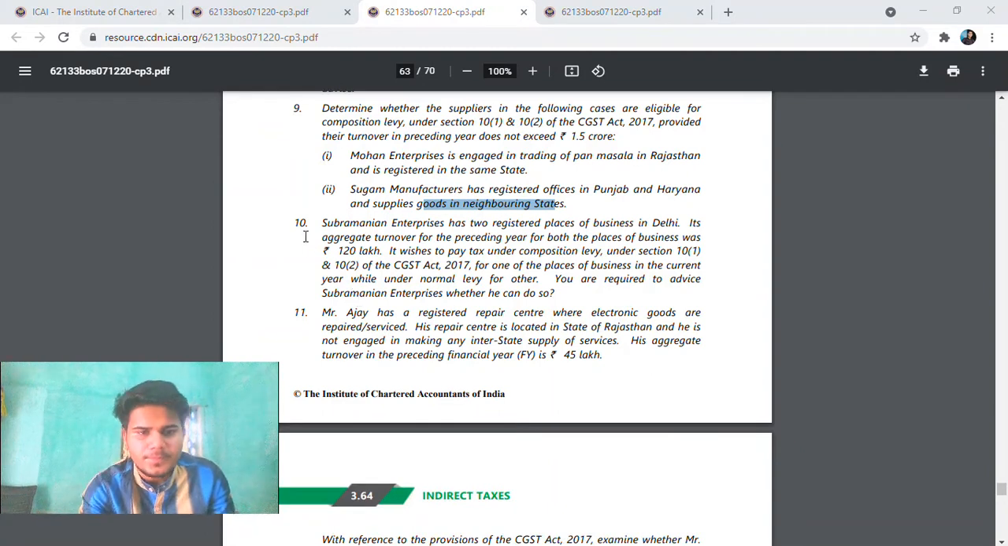Question number 10. Subramanian Enterprises has two registered places of business in Delhi. Its aggregate turnover for the preceding year for both the places of business was 120 lakh rupees. Okay. It wishes to pay under composition levy under section 10 and 10(2) of the GST Act 2017 for one of the places of the business in the current financial year, while under normal levy for the other. You are required to advise Subramanian Enterprises whether he can do so.